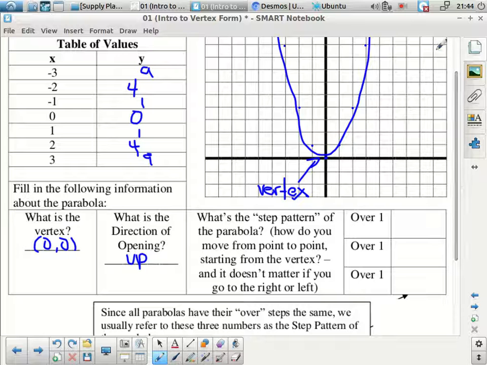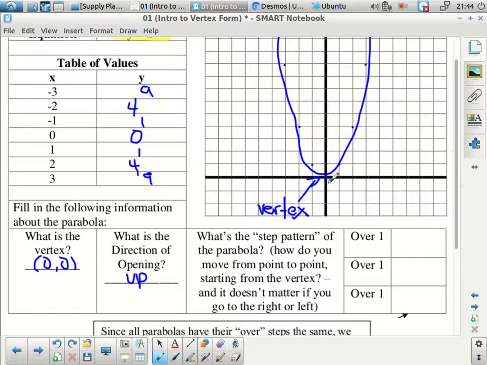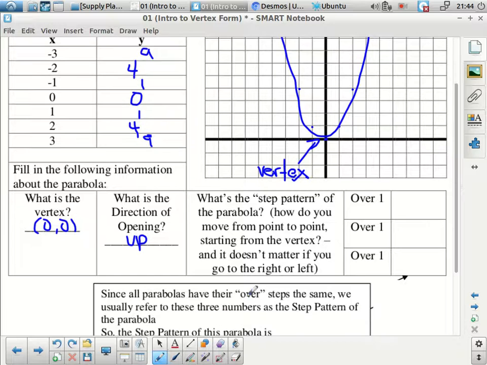But this one is up. The final thing we're going to be filling in here is what's known as the step pattern. So again, when we're doing lines, we're using the slope to figure out where our next point would be. Right? We could start with the y-intercept and then use the slope to go to our next point. So with a parabola, what we can use is the vertex. So that's kind of my starting point, the highest or lowest point in the middle of the curve. And then we're going to use what's called the step pattern to quickly graph the rest.